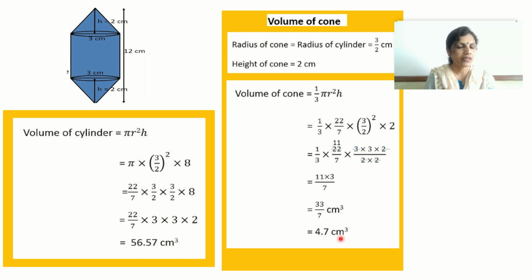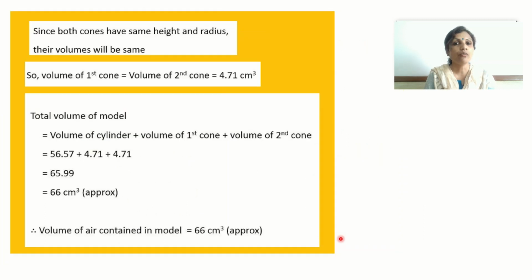So we have calculated volume of cylinder, we have calculated volume of a cone, but if you look at the model, we have to find out volume of both the cones. Alright, so we have calculated volume of one cone. Since both the cones will have same height and same radius, their volumes will also be same. So volume of first cone is equal to volume of second cone, and both the volumes will be equal, that is 4.71 centimeter cube. That's all. I mean, the sum is over.